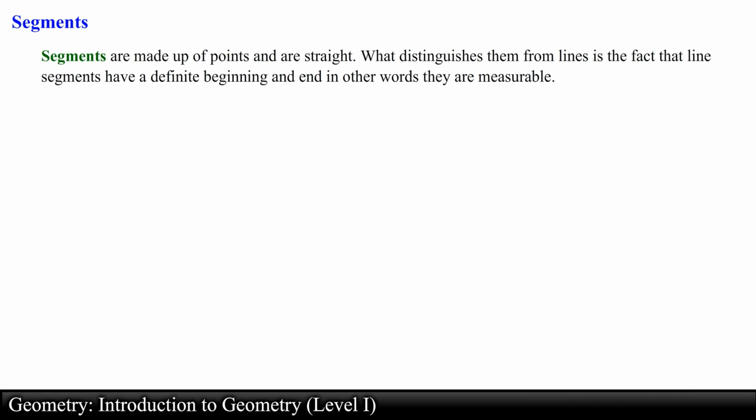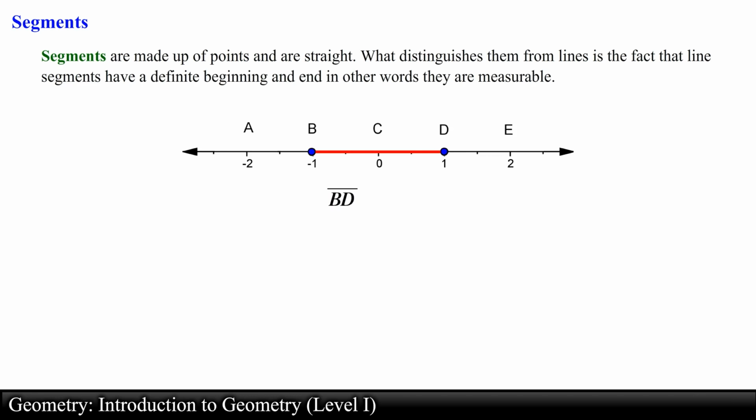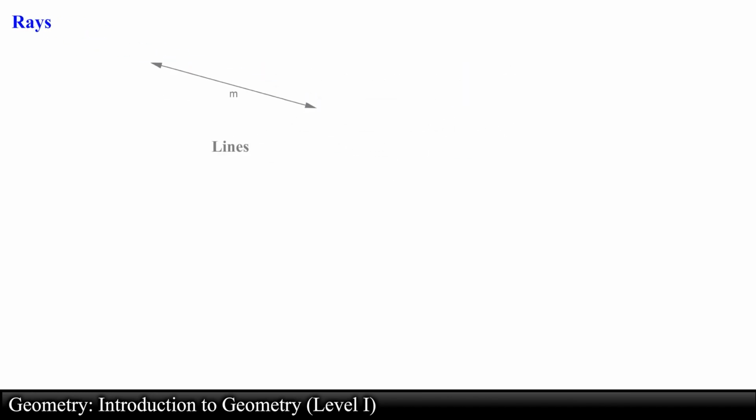In the following number line, the segment whose endpoint is located at the coordinate of -1 and 1 is denoted as line segment BD or segment DB. Likewise, a segment that has a coordinate at -2 and 2 is denoted as segment AE or segment EA. So we learn about lines which extend forever and ever in both directions, and we learn about segments which have a definite length and do not go on forever and ever.